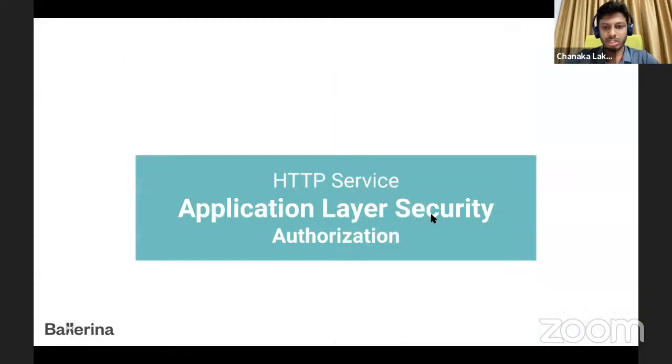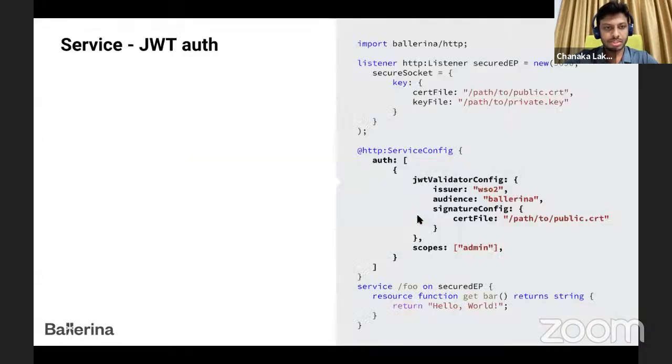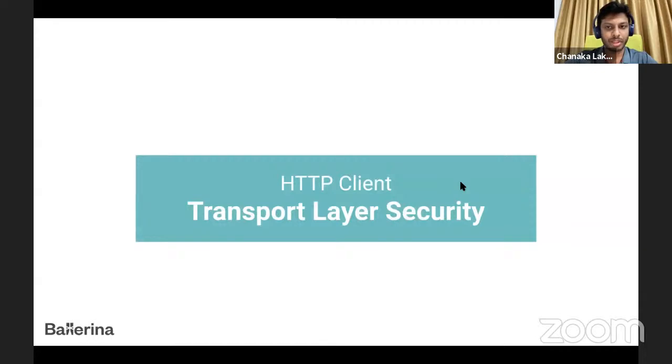Okay, now let's see how to configure the authorizations. Let's take the previous sample for JWT authentication we used. As you can see here, we have configured a field called scopes in addition to the JWT validator configuration we had. In Ballerina, we use scopes, where we define a single scope or multiple scopes that the service should be authorized to. The same concept applies for each and every authentication protocol in Ballerina.